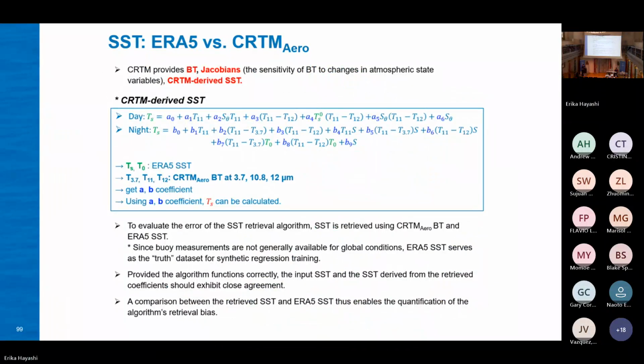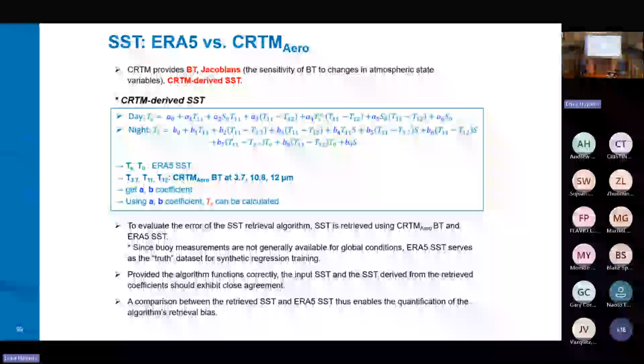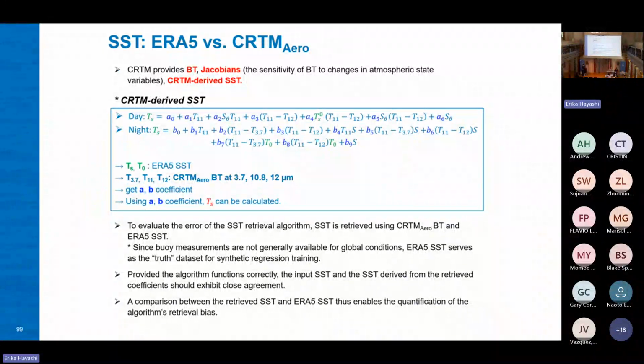And CRTM can provide the brightness temperature and Jacobian information. The Jacobian means the sensitivity of brightness temperature to changes in atmospheric or surface variables such as the surface temperature, aerosol, and water vapor. And also we can derive the SST using CRTM simulated brightness temperature.